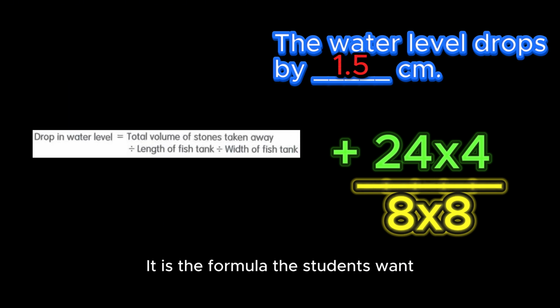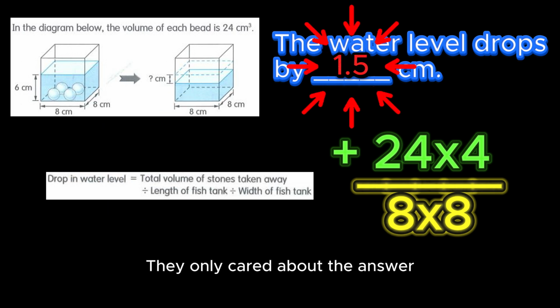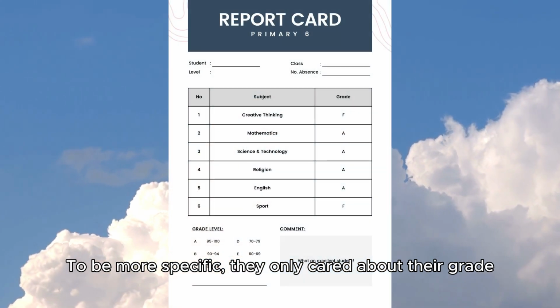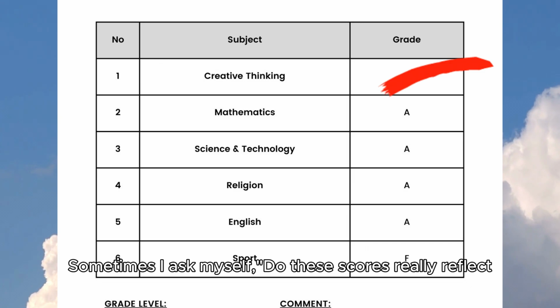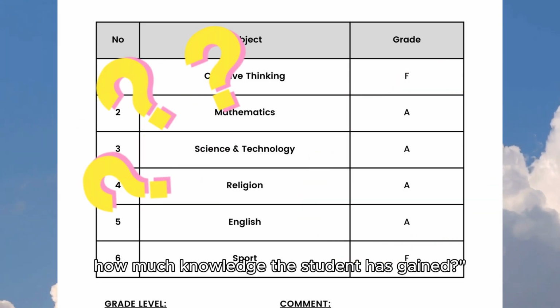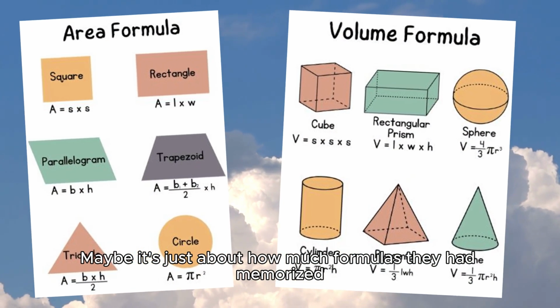It is the formula the students want. They didn't care about how to get it. They only cared about the answer. To be more specific, they only cared about their grade. Sometimes I ask myself, do these scores really reflect how much knowledge the student has gained? Maybe it's just about how many formulas they have memorized.